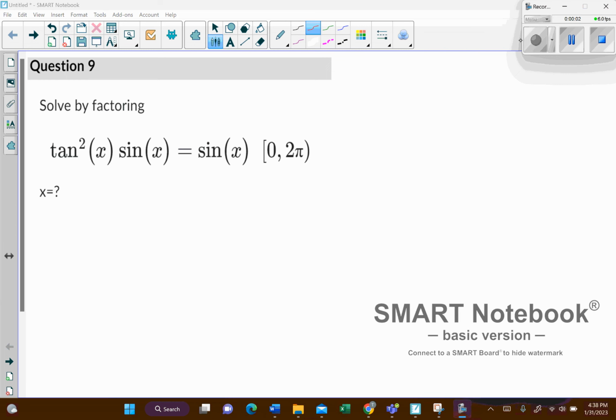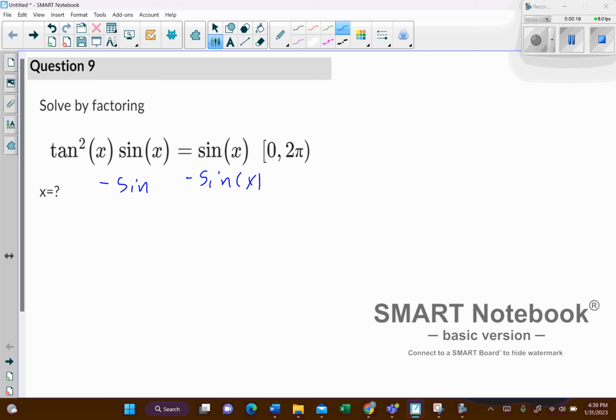Okay, let's take a look at this. So, solve by factoring. That kind of gives you a little hint on how you want to proceed. First, what we're going to do is set this equal to 0. So what I'm going to do is subtract sine of x on both sides.